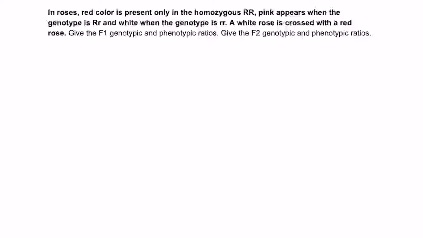Alright, so now we're going to try our hands at an incomplete dominance question. In roses, red color is only present in the homozygous RR, whereas pink is in big R, little r, and then white is completely recessive, little r, little r. So we're going to set up our key.